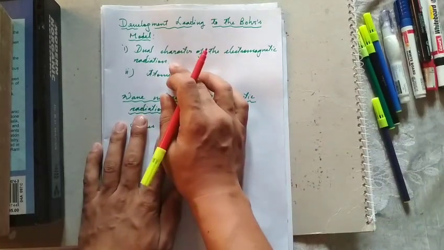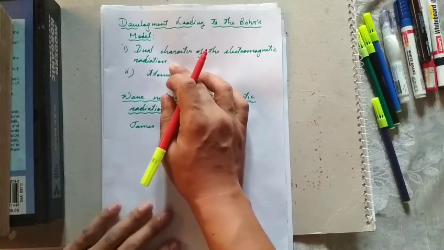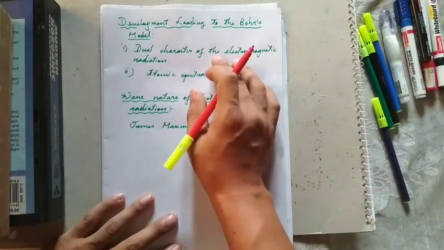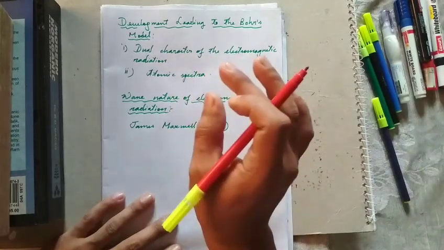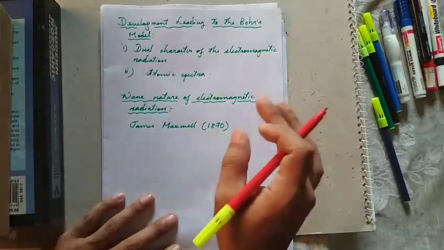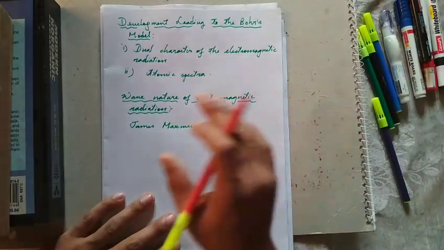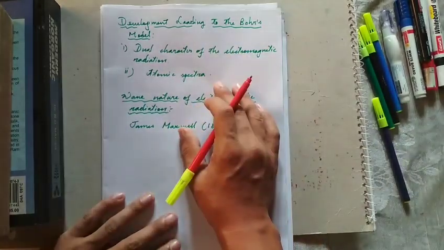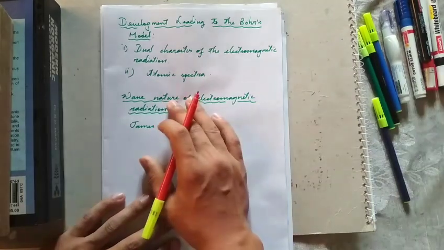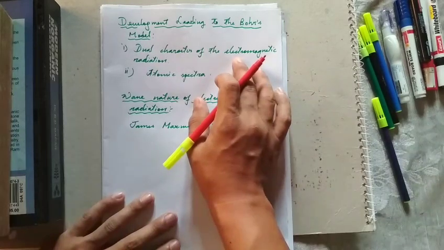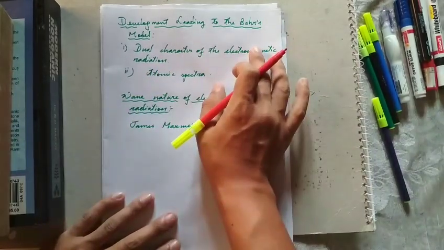So dual character, as you have studied in your class 10 standard. By dual character it means it possesses both wave and particle nature. So light or electromagnetic radiations possess both wave-like and particle-like nature. So we are going to discuss this also.